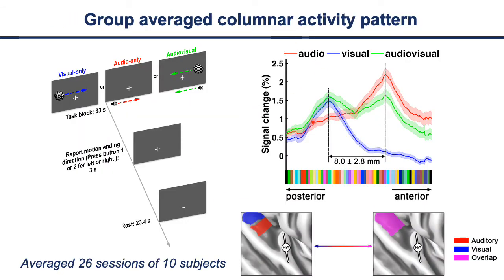Here are the group results. The curves in different colors represent different stimulation conditions. You can see the visual-only condition activated more posterior PT, as shown by the blue curve, while the red curve of the audio-only condition has more activation in anterior PT. It's clearly shown that the response peaks of audio-only and visual-only are segregated rather than overlapped.